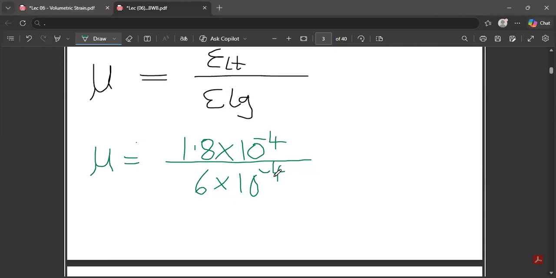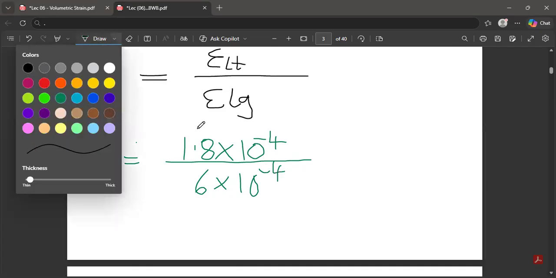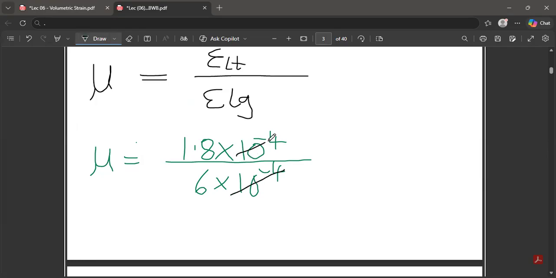At this point, 10 exponent negative 4 can cancel what? 10 exponent negative 4. So let's quickly do that, and then the rest is just an issue of mathematics. Better still, if you like, you can just punch it, tell us the answer, and we see how best we can proceed. So let's all do that together, and that is 1.8 over 6. You realize that you are going to get 0.3.